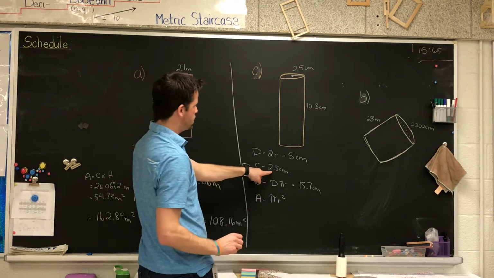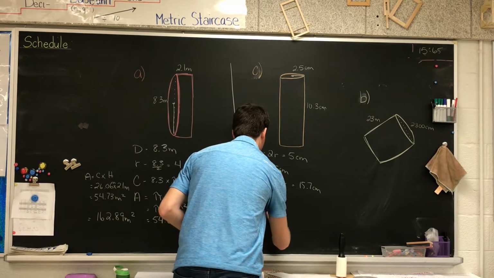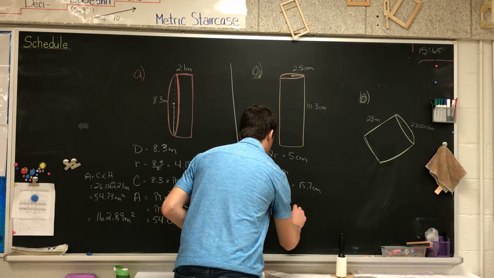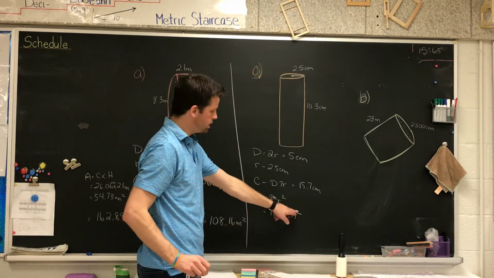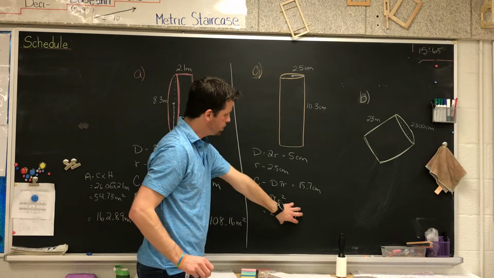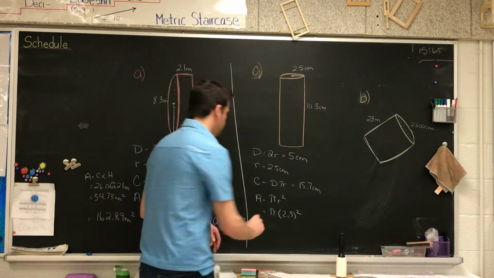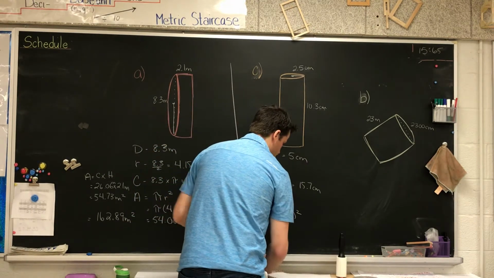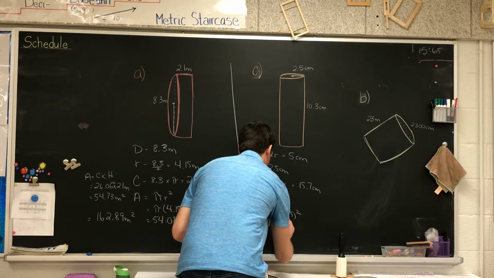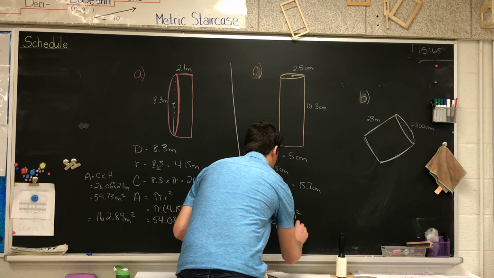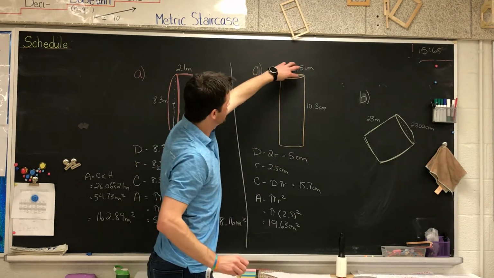The radius in this case is 2.5. So we're going to go 2.5 times 2.5, because that's what the squared means. Whatever answer that is, we're going to multiply that by pi. And I did that math ahead of time. We're going to get about 19.63 centimeters squared. Again, that's just the top circle.